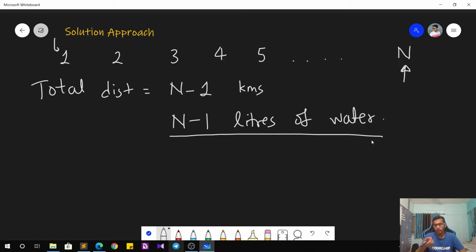So the question now is where to buy these n-1 liters of water, because we have many options. Either we can buy it at checkpoint number 1, checkpoint number 2, and so on. Also, we have to keep in mind that we cannot buy everything at one place, because there is a limit on the capacity of the tank. The capacity is given to us as V liters. So at a time, you cannot hold more than V liters of water in your tank.